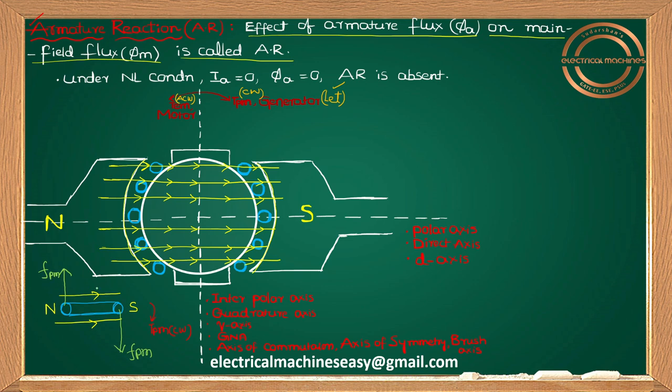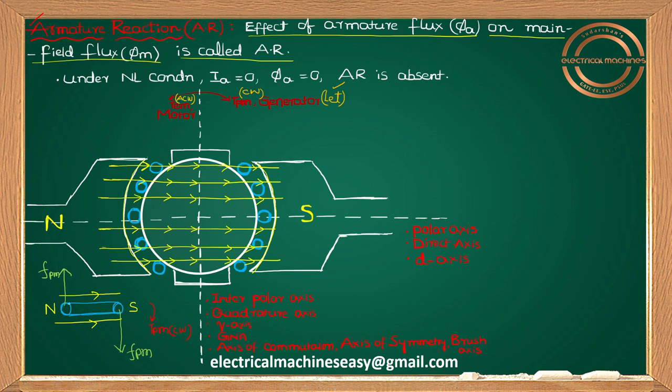So by using thumb and forefinger, by using Fleming's right hand rule, I can decide the direction of EMF in this conductor and in this conductor. Please apply Fleming's right hand rule. Already you know, because of generator action, whatever EMF is induced, the direction of EMF is given by Fleming's right hand rule.